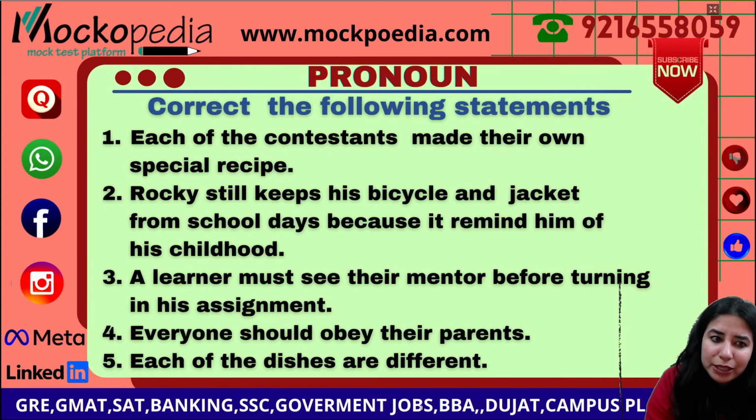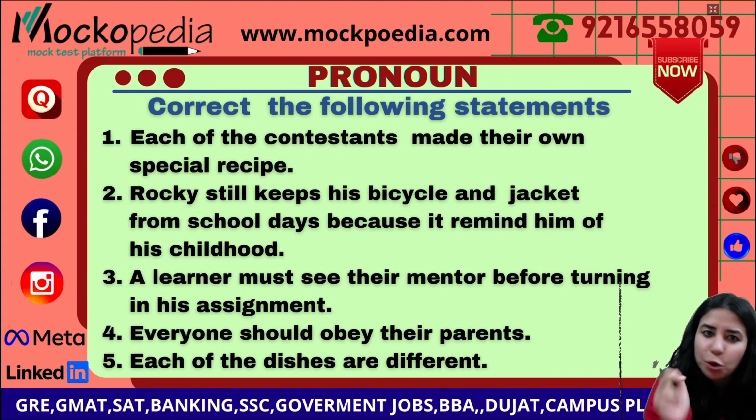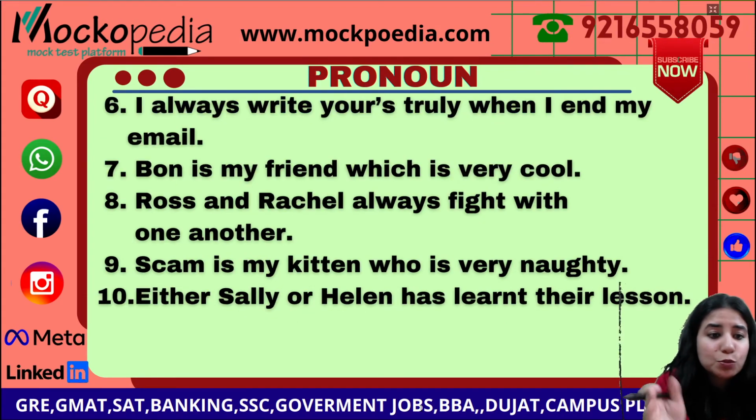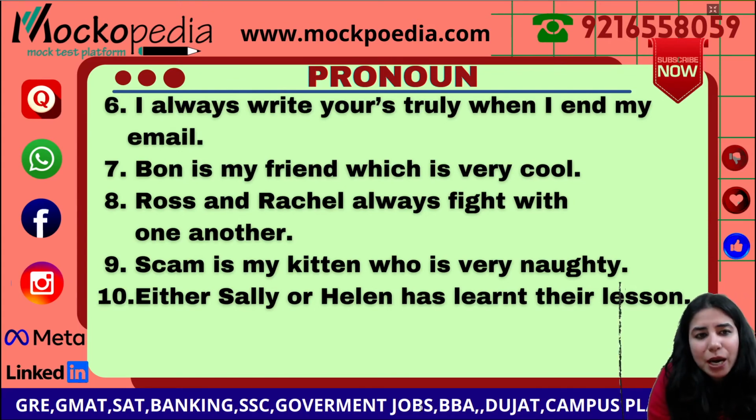So I hope we are clear with these examples, these questions. Let me quickly tell you the right answers again. Each of the contestants made his or her own special recipe. Rocky still keeps his cycle and jacket from school days because they remind him of his childhood. A learner must see his mentor before turning in his assignment. Everyone should obey his parents or her parents. Each of the dishes is different, right? So I'm sure we are sorted with these five questions. Let's move to the next set. Take a quick minute and solve these questions, and then we are going to start with the discussion.